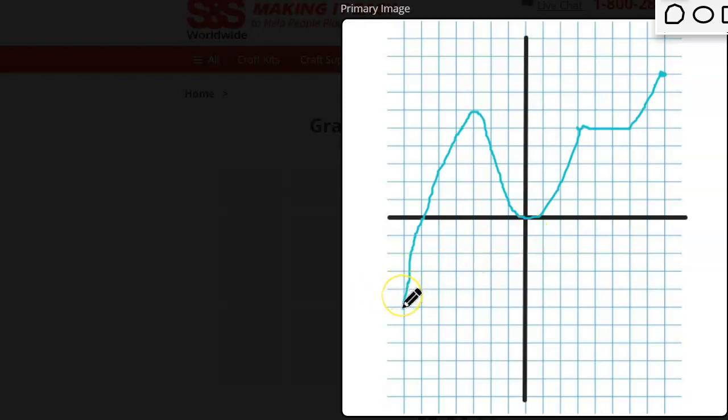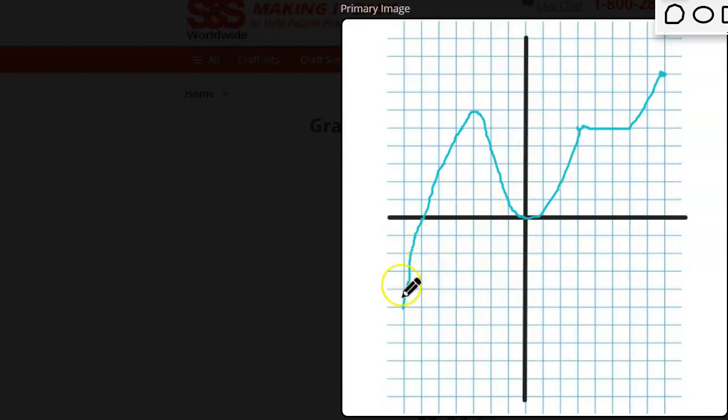So let's notice that this graph is rising, and we can assume that's going down forever, at least it's meant to be. So it's rising from all the way here to right here. It's also rising from right here up to here, and it's also rising from here to here. So those are all intervals where it's increasing.